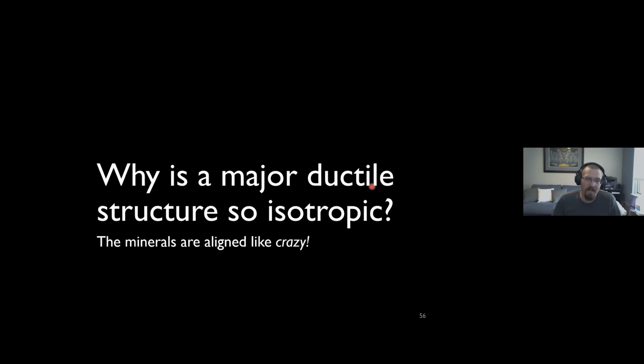So, anyways, 2% anisotropy is not that much anisotropy. In fact, what it's basically saying is that this pretty significant ductile structure with a bunch of really well-aligned minerals is almost isotropic. And so how does that make any sense?